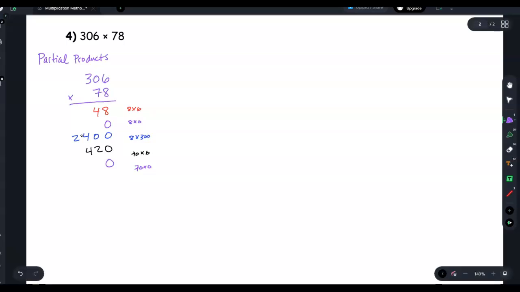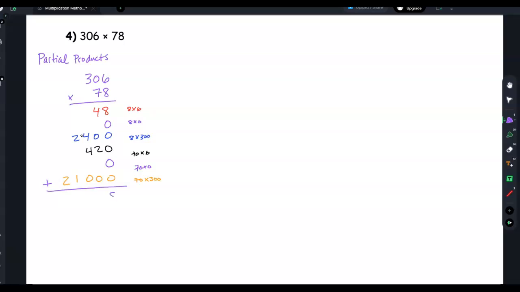And then finally, I'm going to do 70 times 300. So 7 times 3 is 21. So I'm actually going to need to do 21 and then attach 3 zeros. So this is going to be 21,000. See if I can line that up a little bit better. And then I'm going to add all that up.